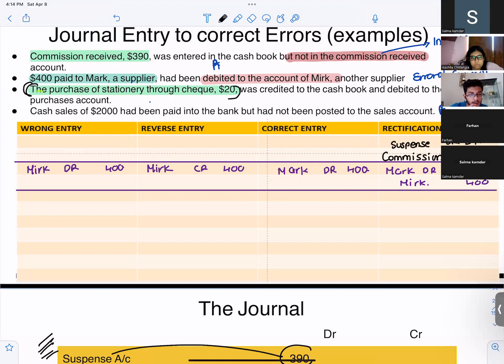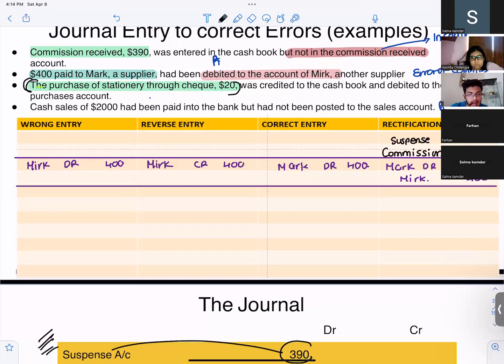So what is the entry to purchase stationery through cheque? Stationery will be debit. And money is going out, right? Yes, so it will be credit. So bank would be credit. Now what is the wrong that you did? It was credited to cash book and debited to purchase account. Which error have you done? Error of complete reversal. You have done error of complete reversal.